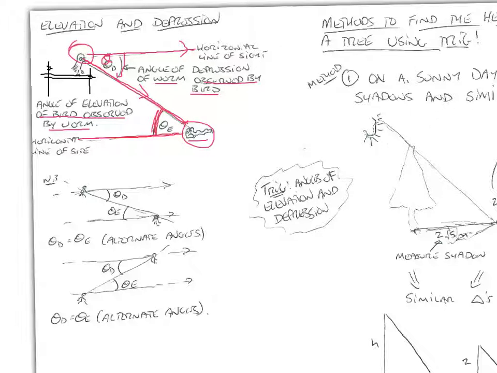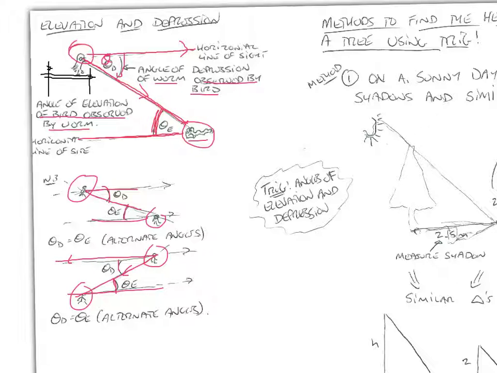And we can see that it doesn't really matter if the bird is on the left and the worm is on the ground on the right, and we have our angle of depression there and our angle of elevation there. It can be the other way around too, where the bird is over on this side and the worm is on this side. And in this case, our angle of elevation is still between the line of sight up to the bird, and the angle of depression is still between the line of sight of the bird down to the worm.